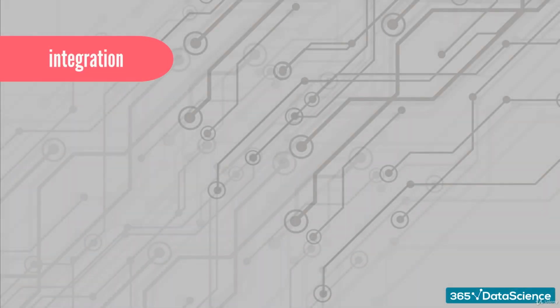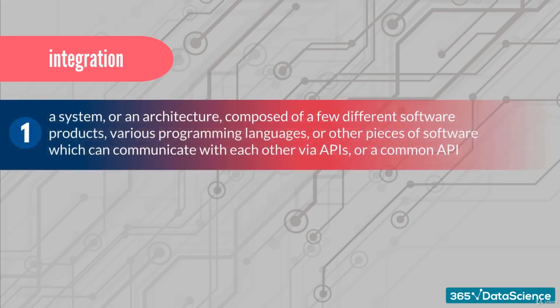Integration is a rather vague term in programming. Basically, it wouldn't be wrong to say it has two main distinguishable meanings. The first one regards having a system or an architecture composed of a few different software products, various programming languages, or other pieces of software which can communicate with each other via APIs or a common API.